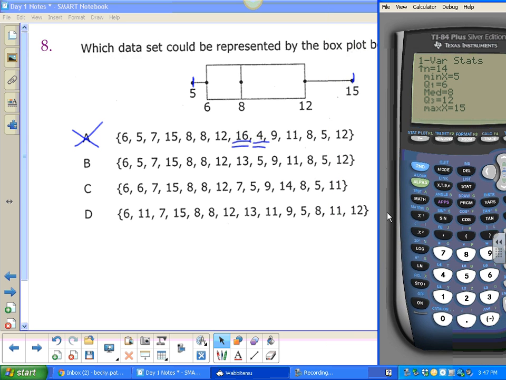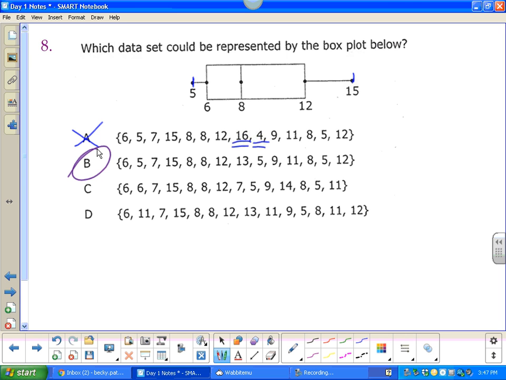So 5, 6, 8, 12, 15. There's my winner. Because he has the same 5-number summary as what's listed up here, it has to be that one. And if I tried C and D, if I plug them in and get their 5-number summary, one of the numbers would be off, so it wouldn't work.